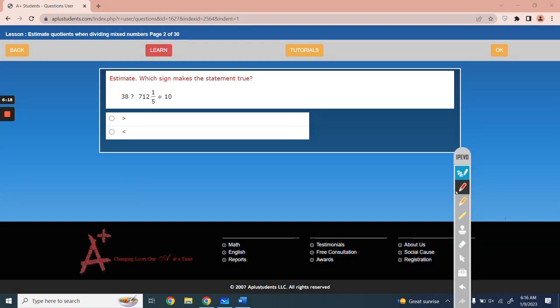Now we have 712 and 10. We have to divide 712 by 10, so we have to estimate 712. We can estimate it to 700, because 700 is completely divisible by 10. So when you divide, 700 divided by 10 is 70.